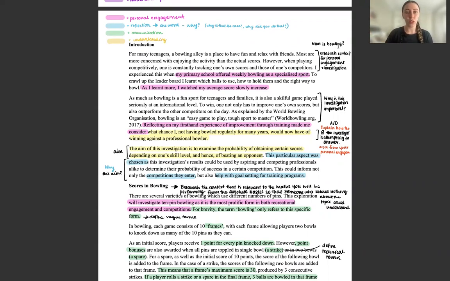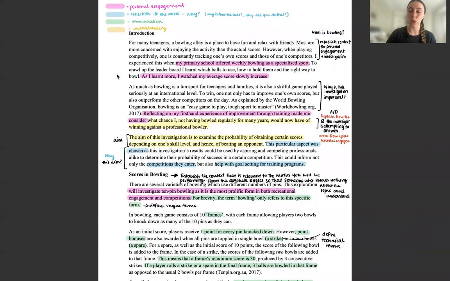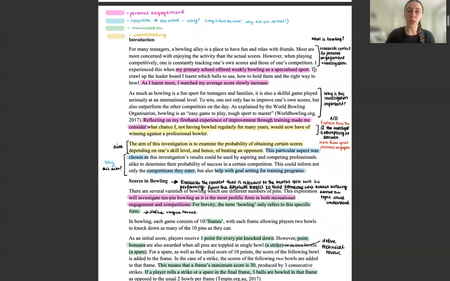Which has to begin with, what is bowling? So I've contextualized it within the fact that for teens, a bowling alley is a fun place to relax with friends. They're most concerned with enjoying the activity than the actual scores. However, when playing competitively, one is constantly tracking one's own scores and those of one's competitors. I experienced this when my primary school offered weekly bowling as a specialized sport. Personal engagement, yes. To crawl up the leaderboard, I learned which balls to use, how to hold them, and the right way to bowl. As I learned, I watched my average scores slowly increase.